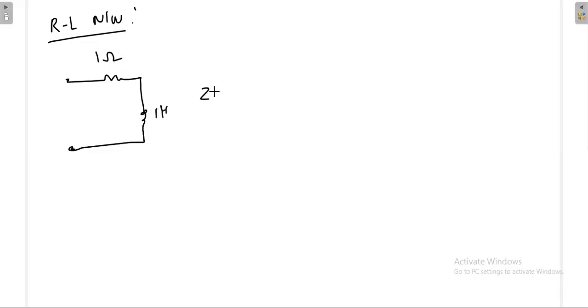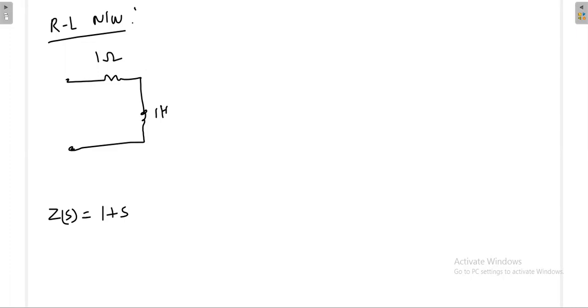RL network, 1 ohm, 1 Henry. Then what is Z of S? Z of S value is 1 plus S. Again, here this transfer function consists of only zeros. There is no poles. Once there is no poles, we'll assume that the pole is there at infinite.